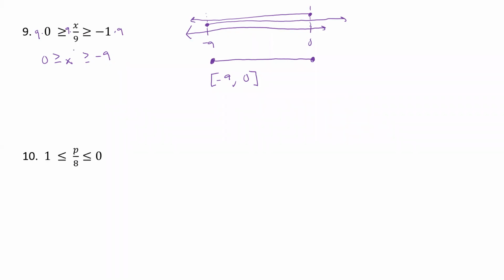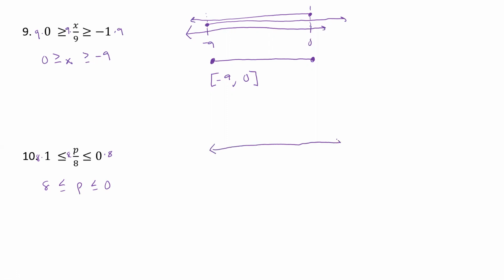Now this one looks pretty much the same as that one. So what do we do? Well, we're going to multiply by 8 on each piece. And now what does that give us? Well, that gives us 8 less than or equal to p less than or equal to 0 because 8 times 0 is 0. So that's our solution there.